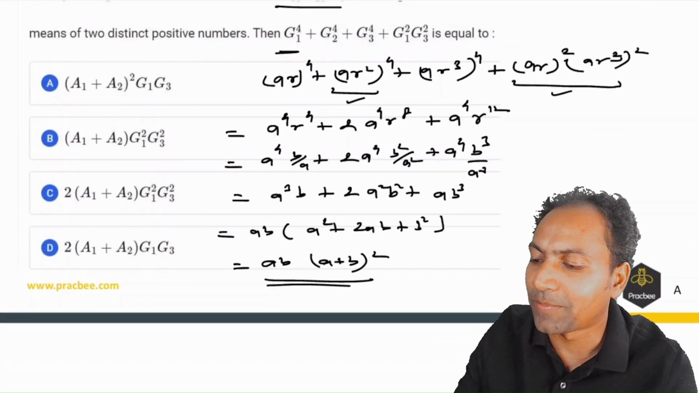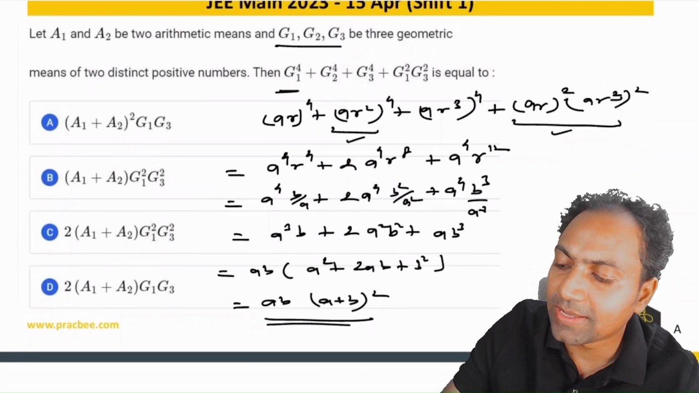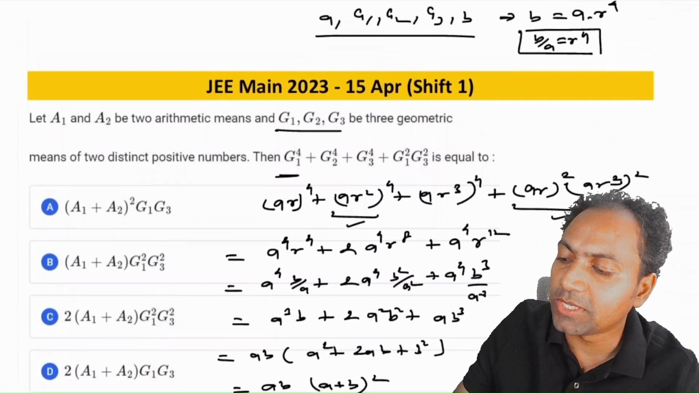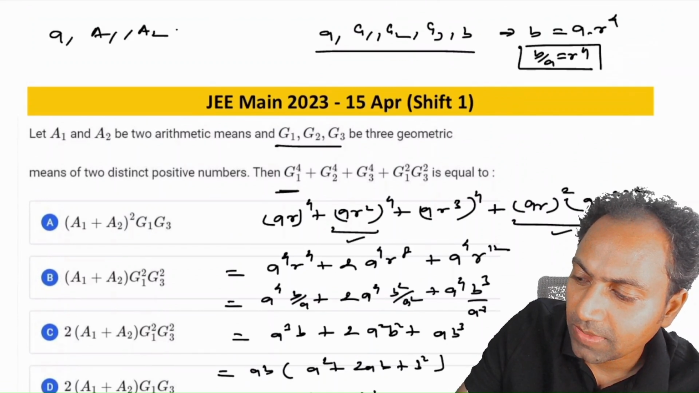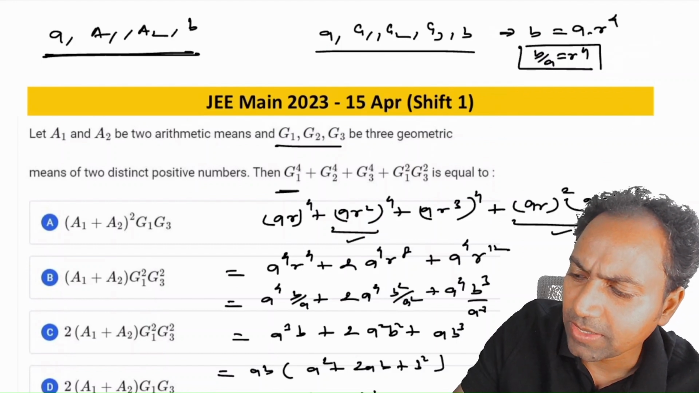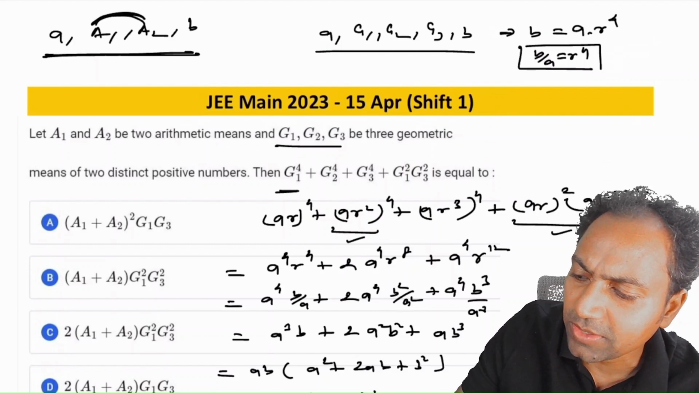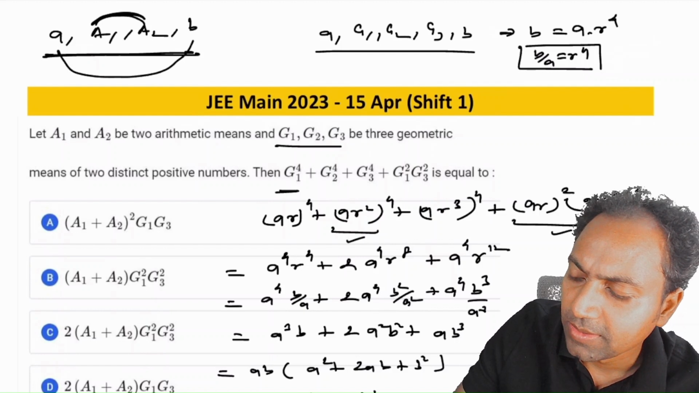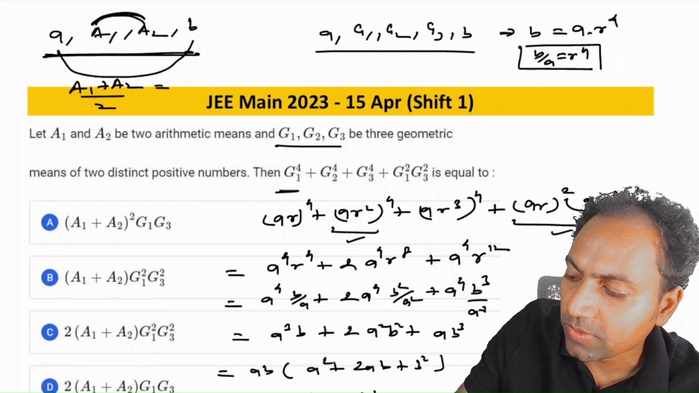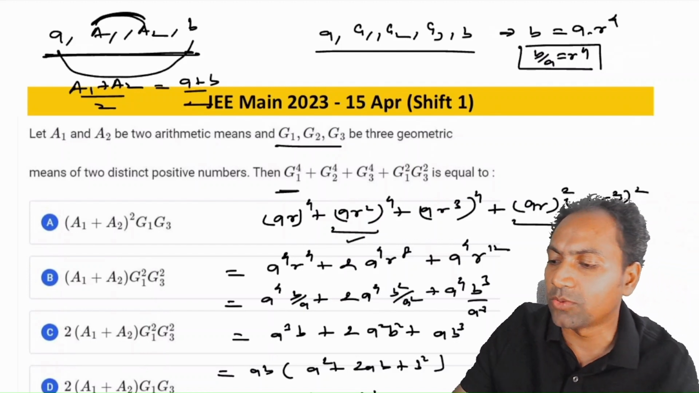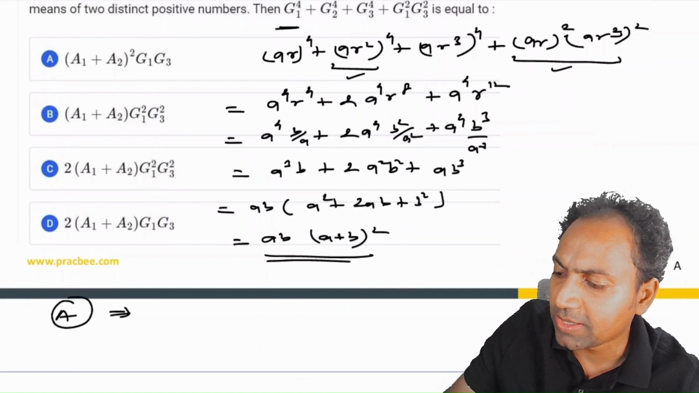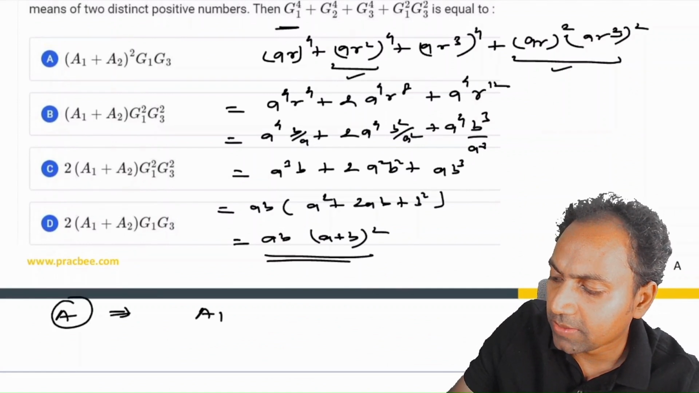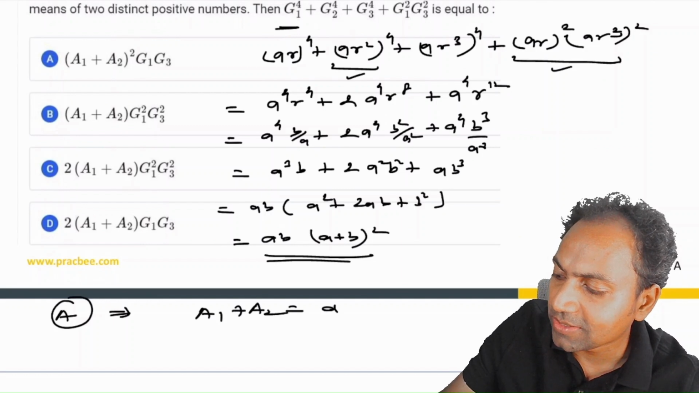How? Because we have a property that if I take the mean of terms equidistant from the end. Now let us see this in terms of arithmetic means. So if I take the arithmetic mean of a1, a2, it is going to be equal to the arithmetic mean of a, b. So a1 plus a2 by 2 will be equal to a plus b by 2, or a1 plus a2 is equal to a plus b. So if I just look into my option A, I can directly get my answer. So option A, if I look into it, a1 plus a2 can be written as nothing but a plus b.